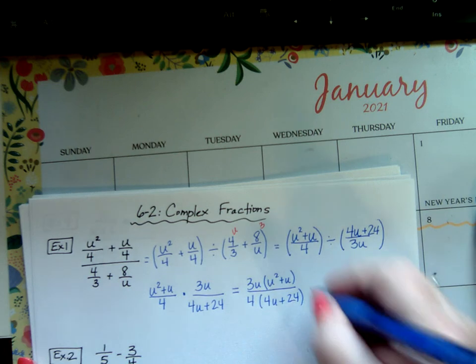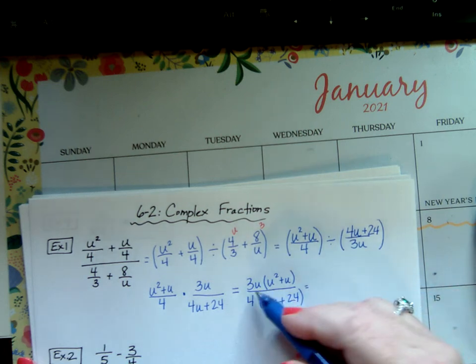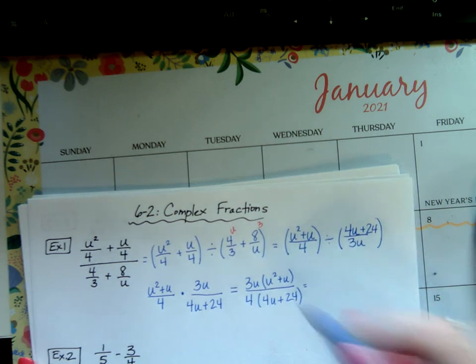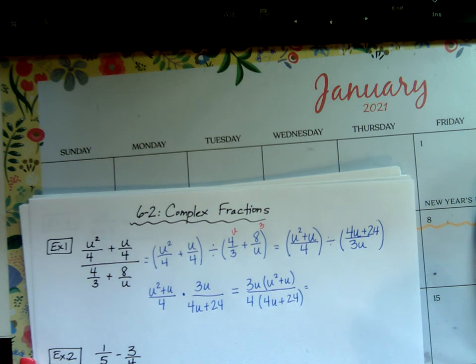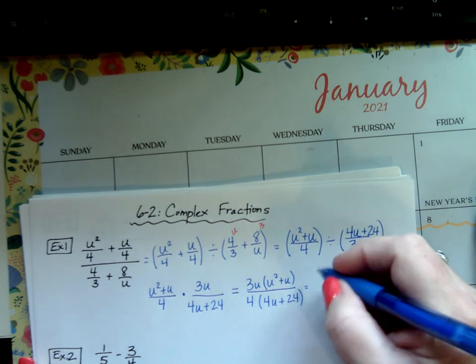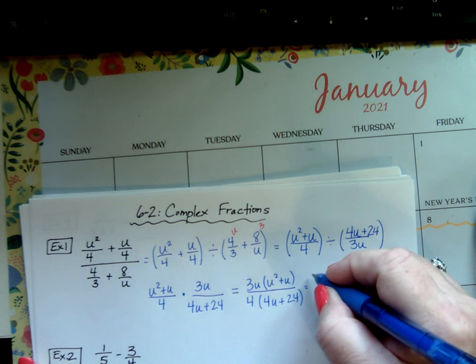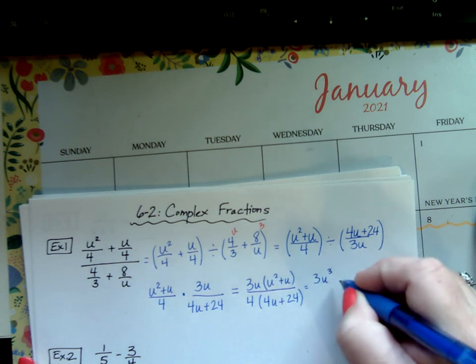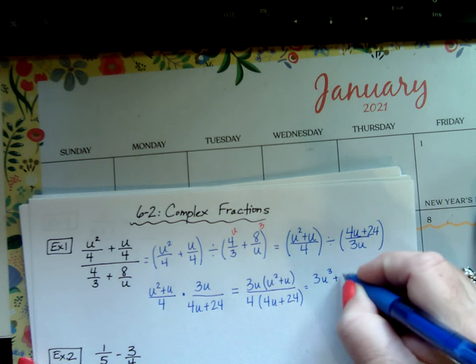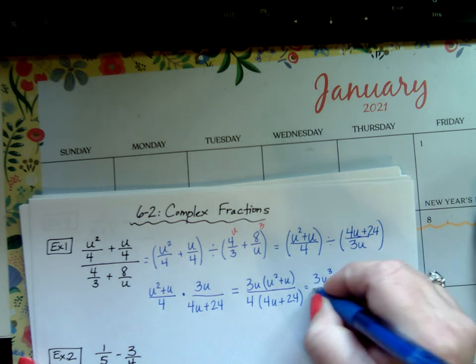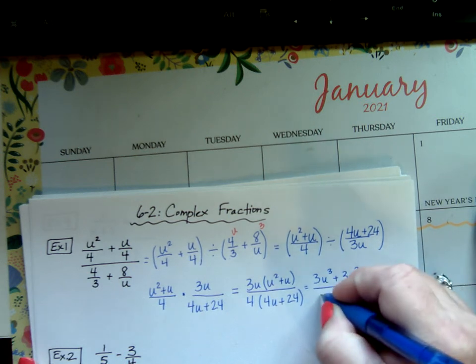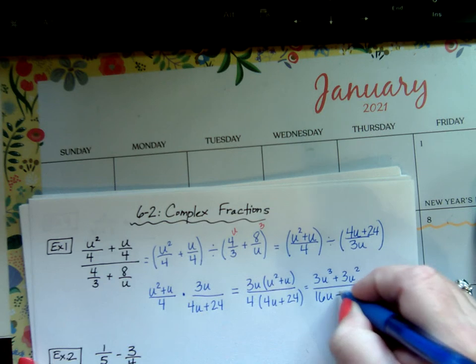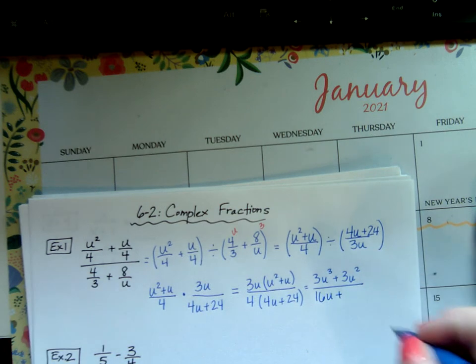Or I could distribute it through. Take the 3u and multiply it through. Take the 4 and multiply it through and see what that comes out to be. Let's see. We've got 3u cubed. Here's another valid form. Plus 3u squared all over 16u plus 4 times 24, is that 96?